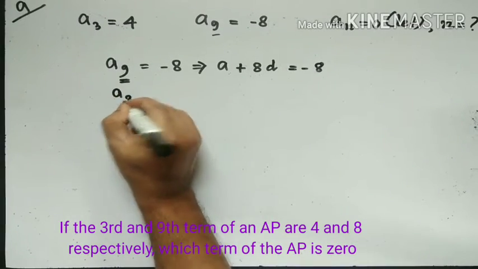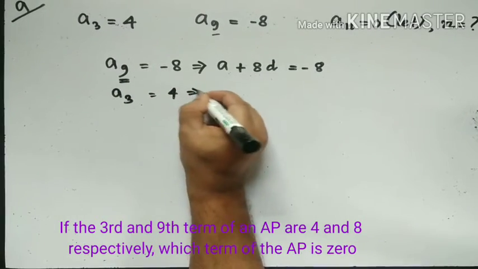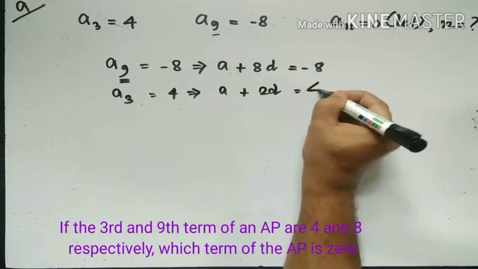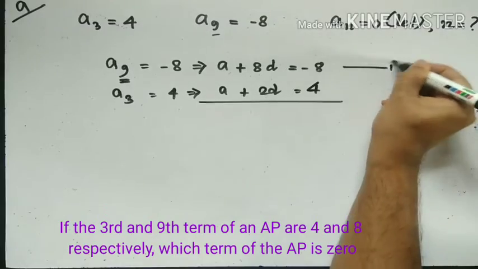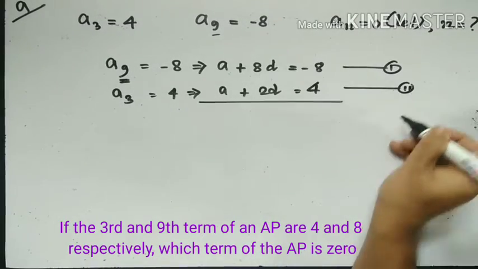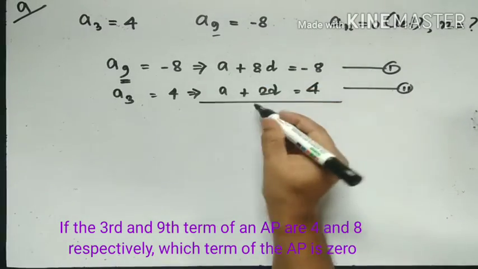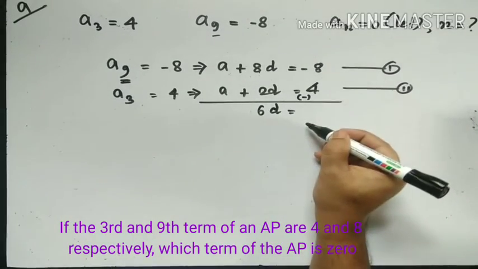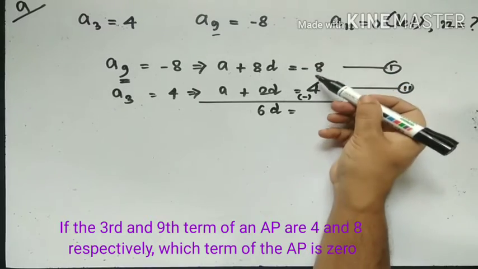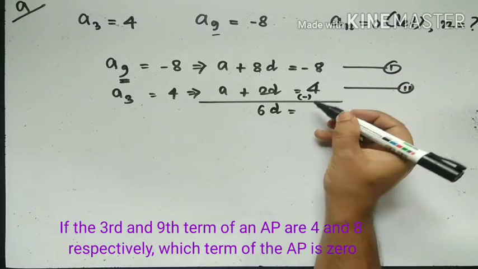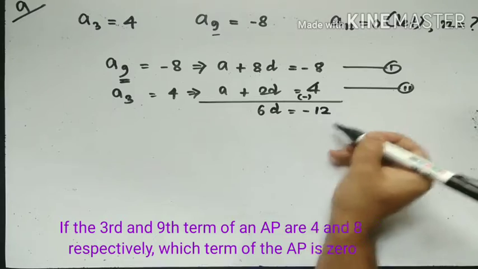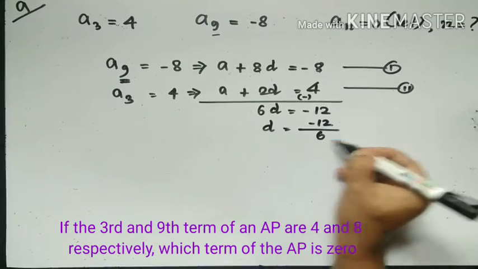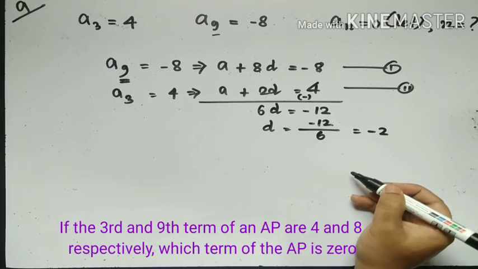And here given A3 equal to 4. A3 means A plus 2D equal to 4. So you will subtract now. Suppose this is 1 and this is 2. Process is same. 8 minus 2, that is 6D. And here you have to put minus because I am subtracting. So negative 8, negative 4. The answer will be negative 12. So D will be negative 12 divided by 6. The answer will be minus 2.